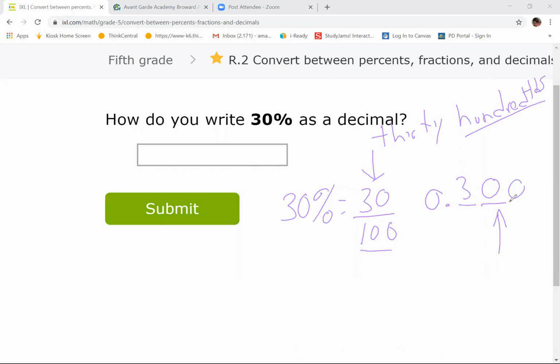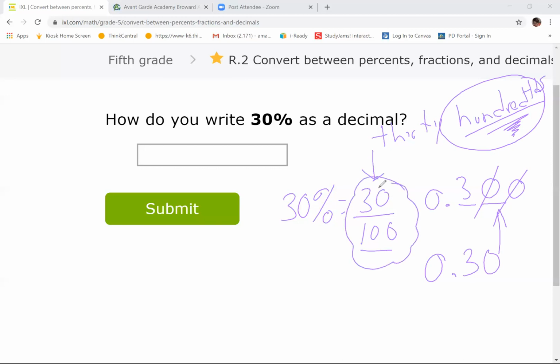30 hundredths is the same as 300 thousandths. We don't need those numbers. 30 hundredths is the same as 3 tenths, right? But when we're talking about decimals and percentages, we need hundredths because a percent is the number out of 100. So let's keep this 100. If it says 30 out of 100, then my answer is going to be 30, right?